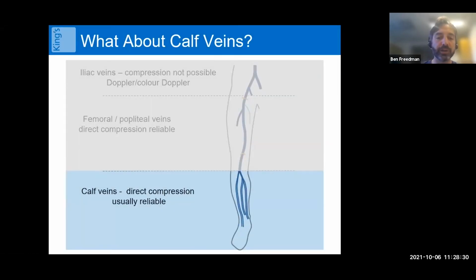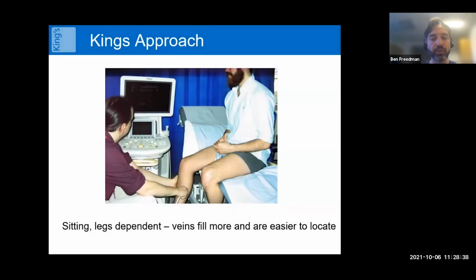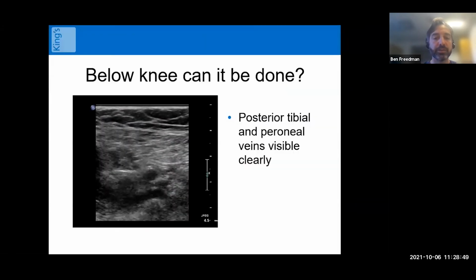What about the calf veins? This is the more controversial area. As we've mentioned, the NICE guidance doesn't include imaging of the calf veins. So let's talk about whether it's possible to do it, first of all. And I unequivocally say it is possible to do it, and this is how we go about doing it. And here are some images to prove it.